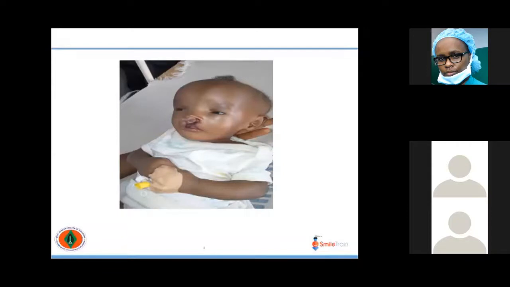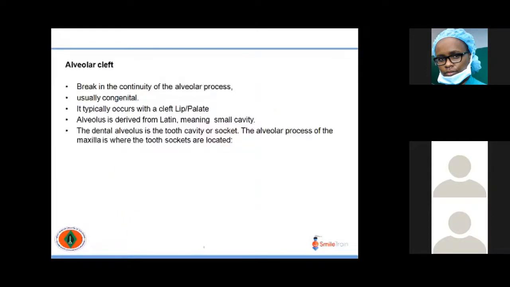Alveolar cleft is just a break in the continuity of the alveolar process. It is usually congenital and typically occurs with either cleft lip or cleft palate, or more commonly cleft lip and palate, two of them combined together with alveolar bone cleft. Alveolus is derived from a Latin word meaning small cavity. The dental alveolus is the tooth cavity or socket, and this is where the teeth are attached with their own periodontal tissue that makes them strong within the alveolar socket.